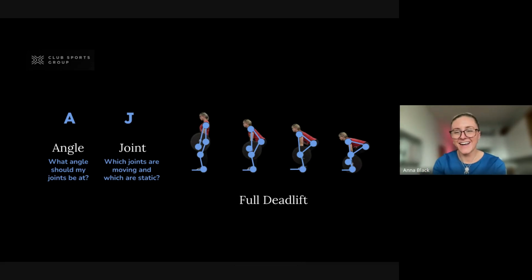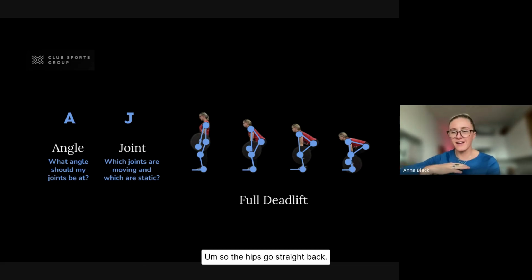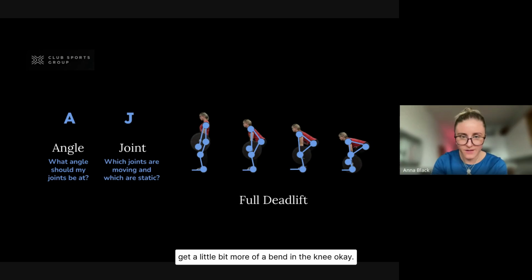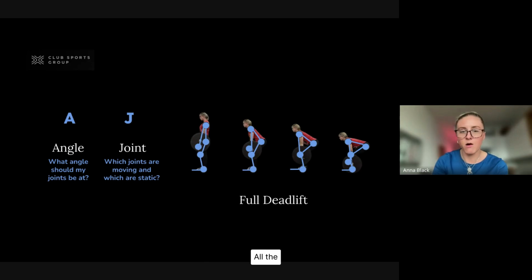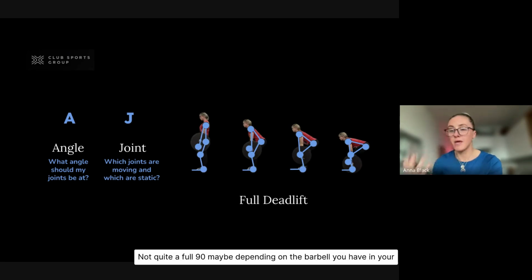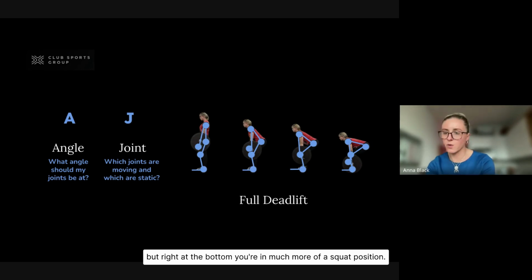She came back. So the hips go straight back, and then right at the bottom of your full deadlift, you're going to get a little bit more of a bend in the knee. Okay, so you can see this knee joint here in the first position. That's a pretty big angle, right? All the way through to that fourth position, we're approaching 90 degrees. Not quite a full 90, maybe. Depending on the barbell you have in your hand, depending on your range of motion, of course, that angle might change. But right at the bottom, you're in much more of a squat position.